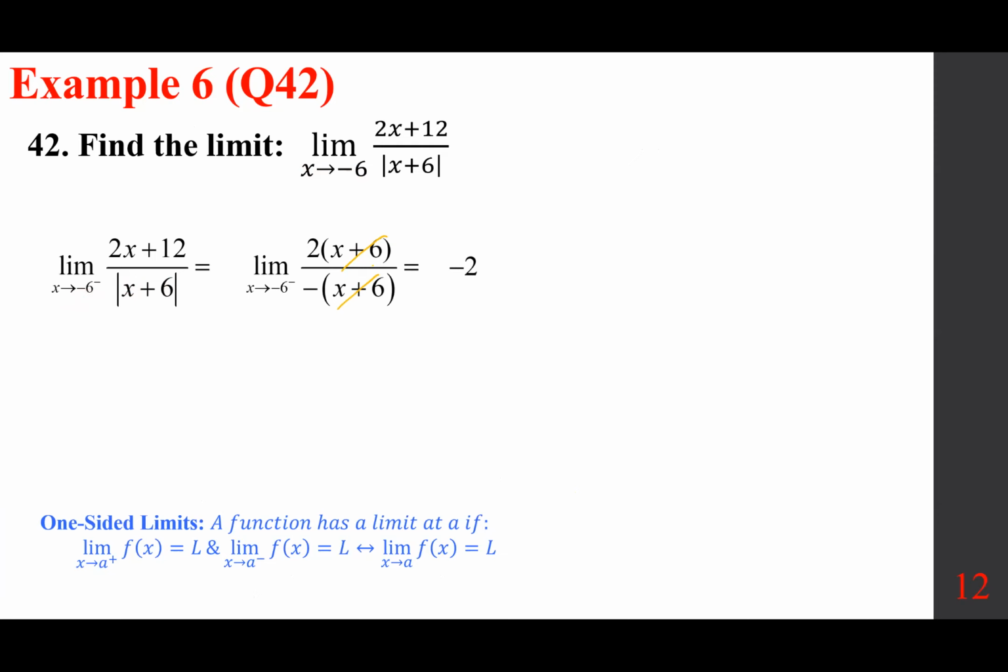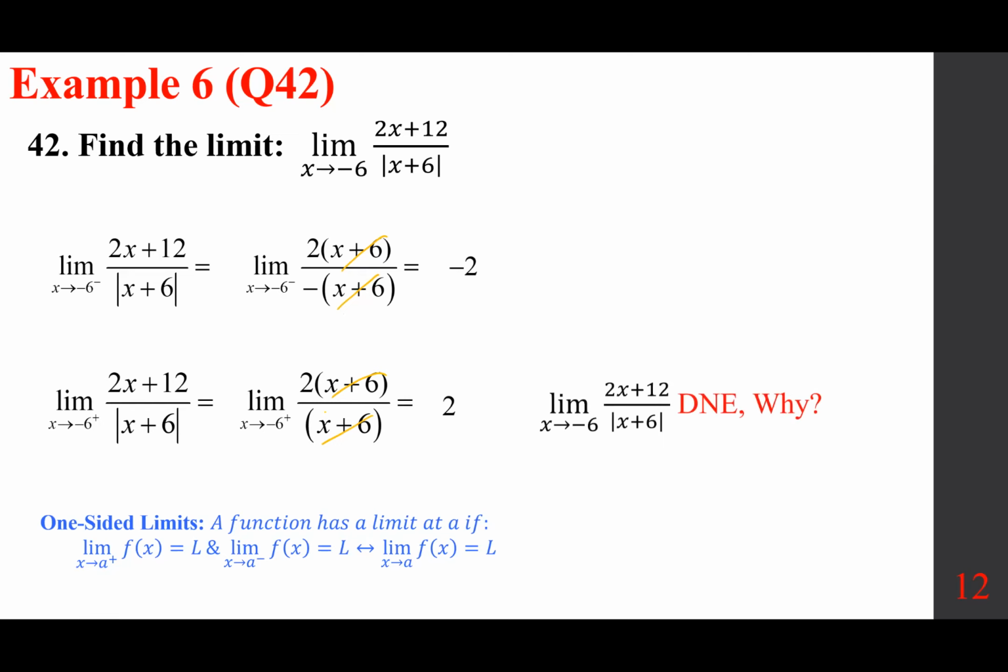On the other hand, if we approach it from the right of -6, that means a little bit larger than -6, like -5.9, then the absolute value simply drops. The numerator, we factor out the 2, and the 2s cancel each other, they give us 2. Because the two values are not identical, the limit doesn't exist. They must be identical, and they are not.